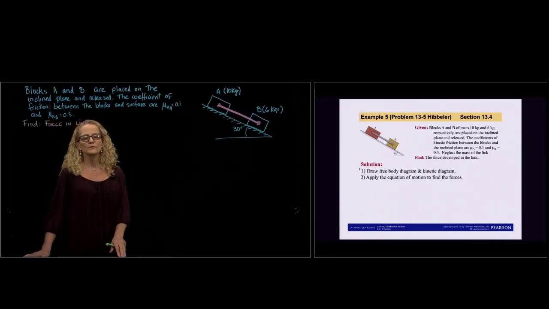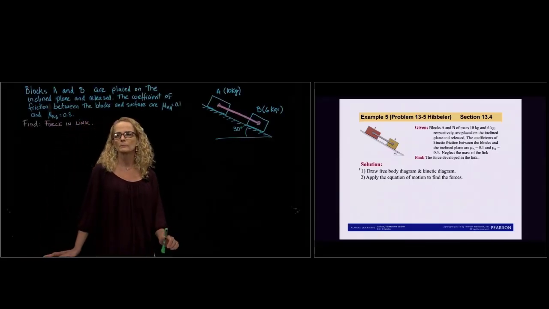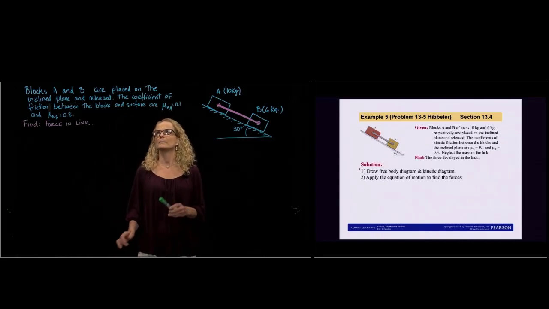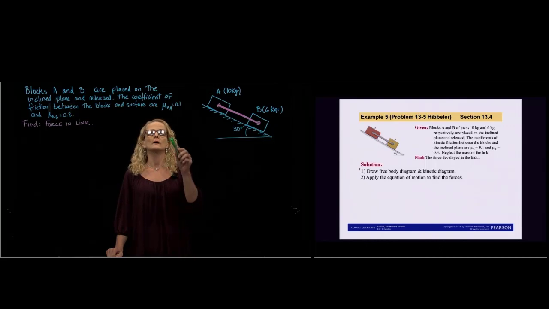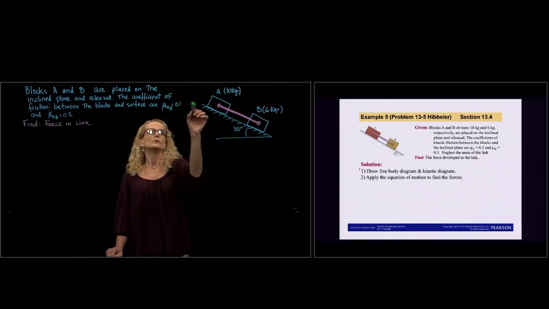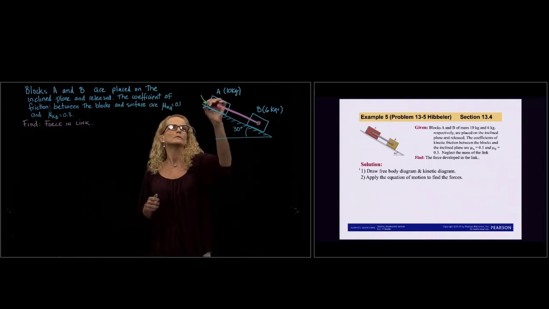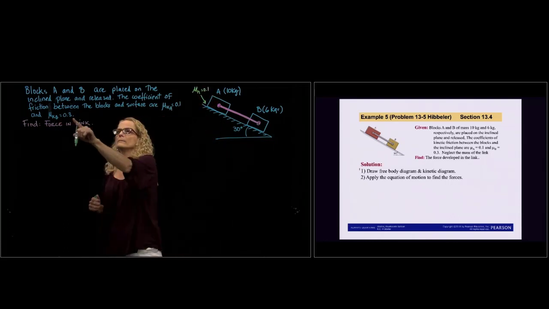This is example number 5 of section 13.4. So we have two blocks, A and B, placed on an inclined plane and released. That means that they start from rest. The coefficients of friction between the blocks and the surface are: rough surface, 0.1 for A, and 0.3 for B.